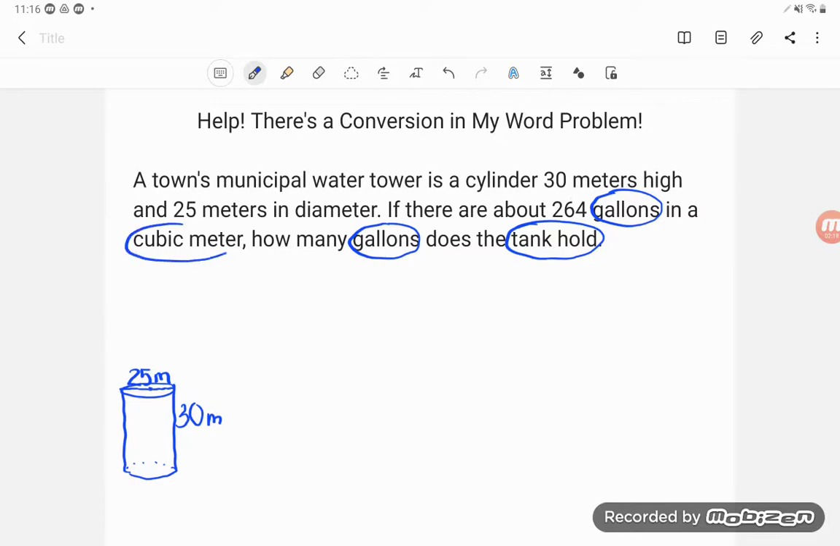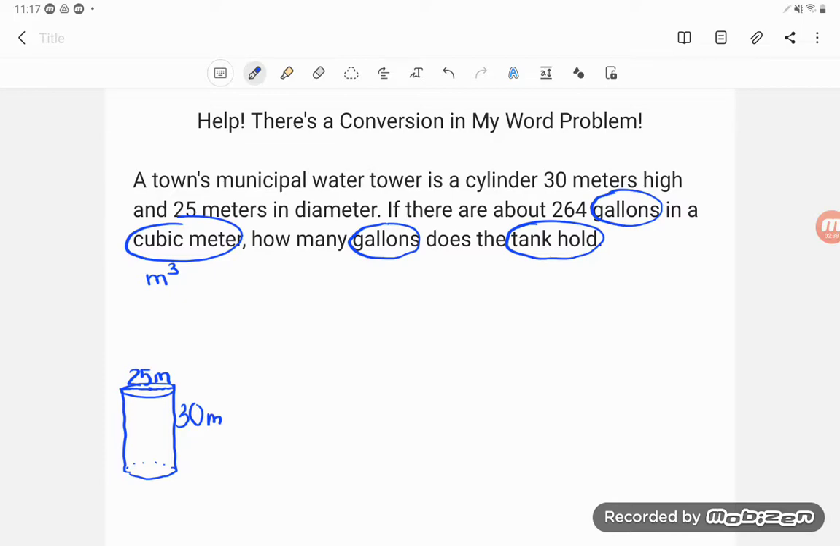Some more good clues: I see some units here. Gallons and cubic meters are both units of volume. They tell you how much something holds. They're three-dimensional measurements. It's especially clear on a cubic meter. So, tons of great clues that I'm talking volume. And volume of what? Well, they told me the tank was cylindrical. So volume of a cylinder.